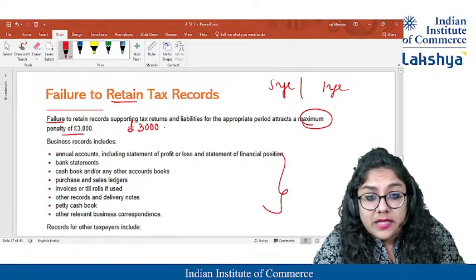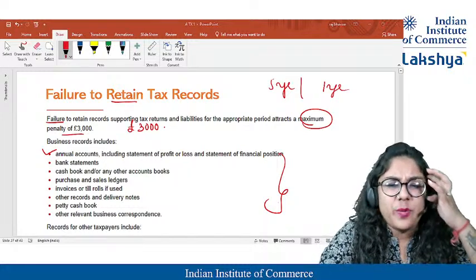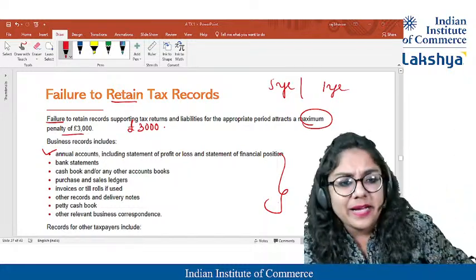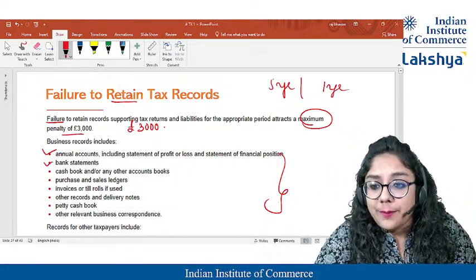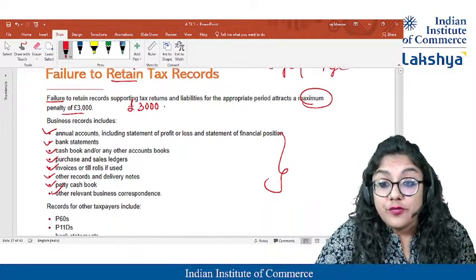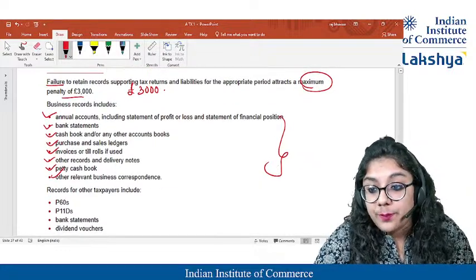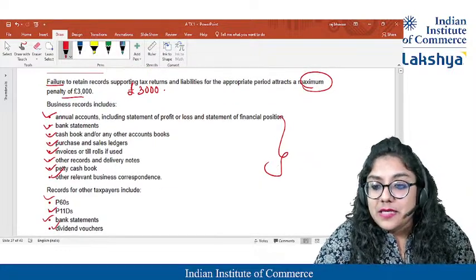Along with that, what are the things I have to maintain? Annual statements, annual accounts, P&L account, bank statements, ledgers, cash book, bank book, purchase book, invoices, other books, etc., which are helpful for taking decisions. Records for other taxpayers include P60s, P11Ds, bank statements and dividends.